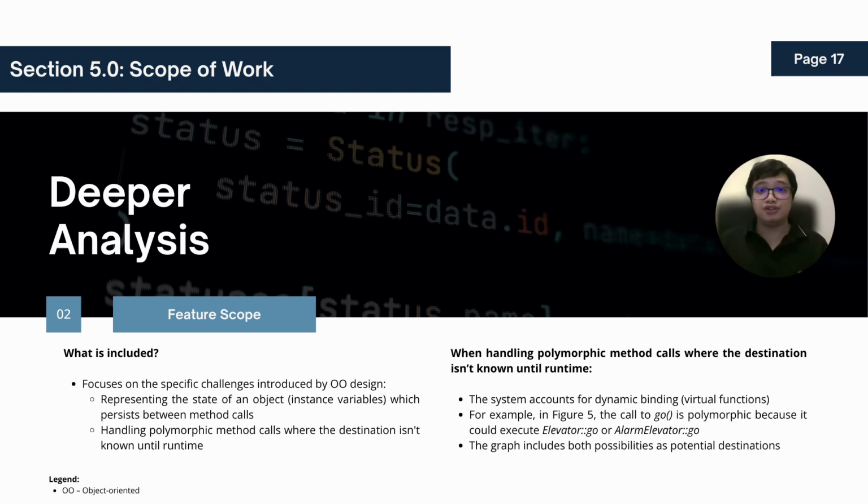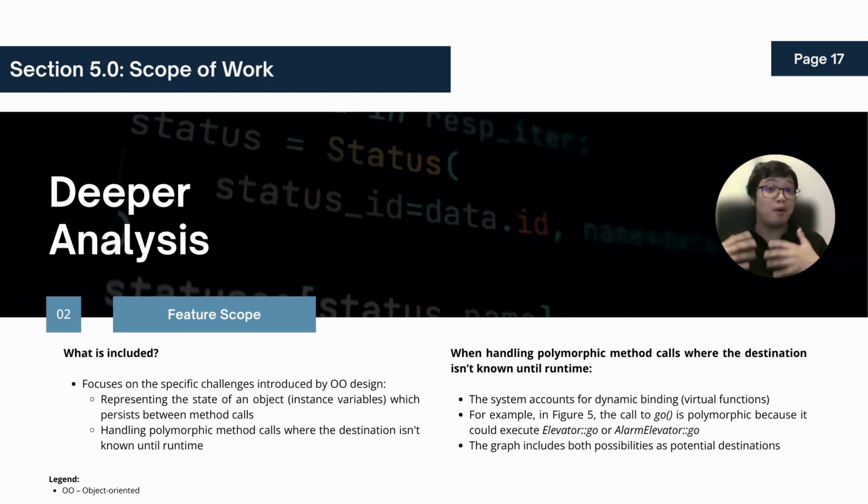In terms of features, the authors focus on the specific challenges introduced by object-oriented design. They address how to preserve the state of an object between method calls, but the biggest challenge they tackle is polymorphism. They solve the issue of dynamic binding, where the destination of a call is unknown until runtime, by creating a graph that maps out every statically possible destination to ensure the slice is complete.